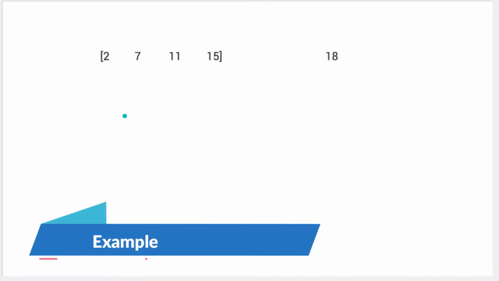Let's see one example. Let's say the input array is 2, 7, 11 and 15 and the target is 18. Note that the array is in sorted ascending order and we need to return the pair of integers that add up to 18. In this case, we can clearly see that 7 and 11 add up to 18 and their indices are 2 and 3 because they are 1 based indexed now. So 2 is at index 1 and hence we need to return 2, 3 as the solution.